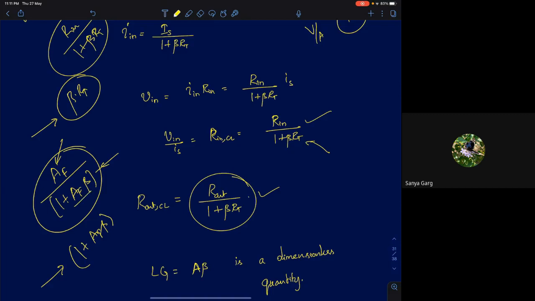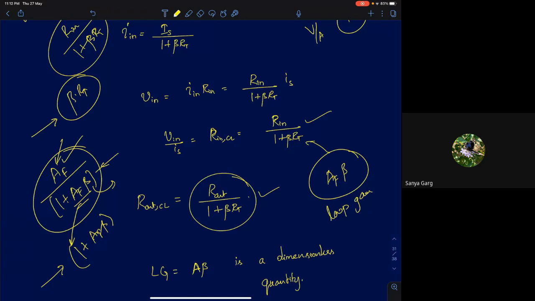So this term AF into beta, the forward path gain times the feedback path gain, is what we call loop gain. No matter what the amplifier configuration is, loop gain will always be a dimensionless quantity. Individually, beta and AF can have some dimensions. It can be conductance, volt per ampere or ampere per volt. But the loop gain for all the amplifier topologies will be a dimensionless quantity. Okay, so that's a very important point to understand.